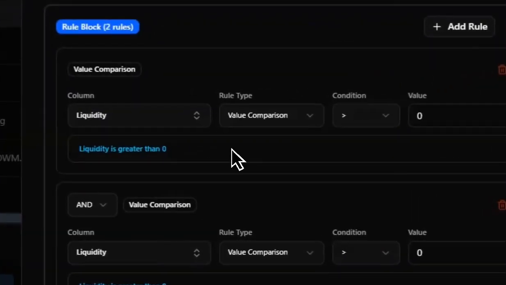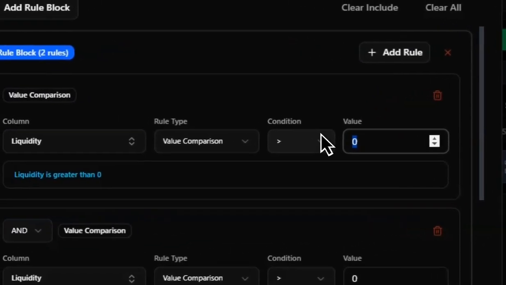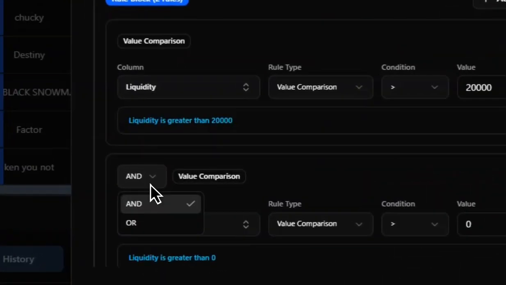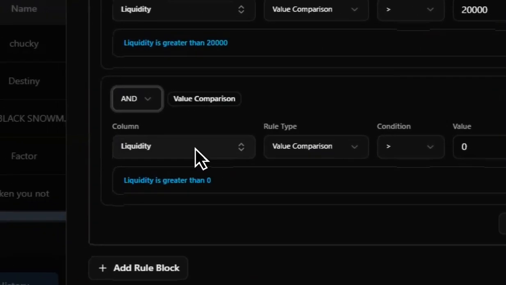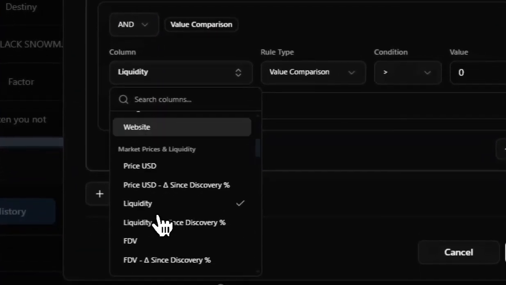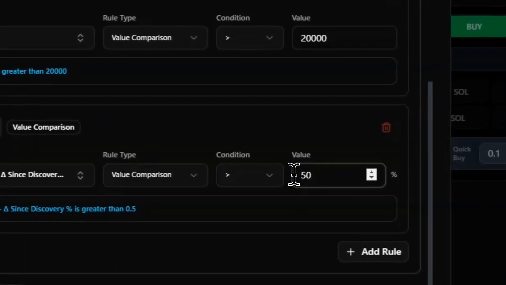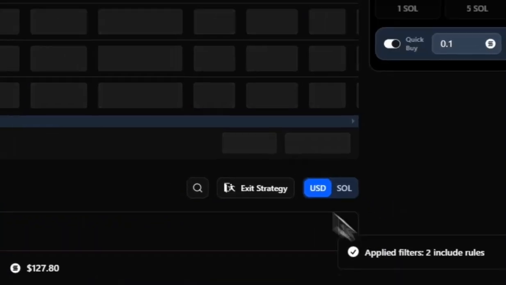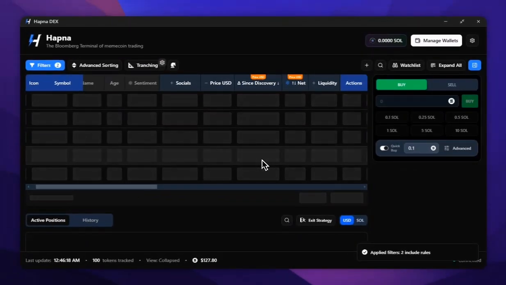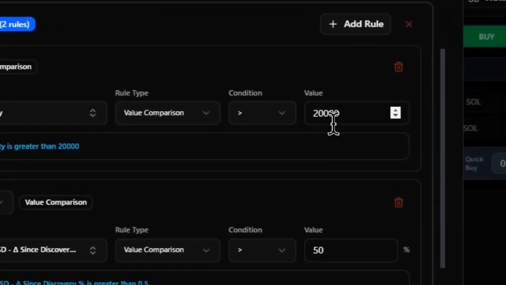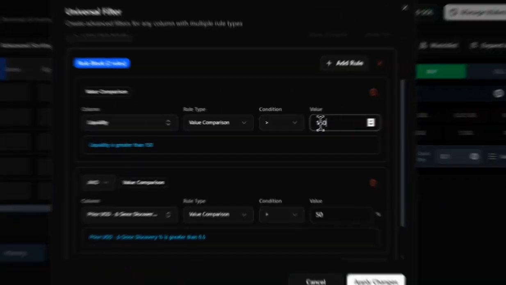For example, I want to see liquidity above 20,000. And at the same time, I want to see price since discovery above 50%. Click validate. As of now, there is nothing in the market there. So let me just, for the sake of demonstrating, I don't want to tighten the screws here.